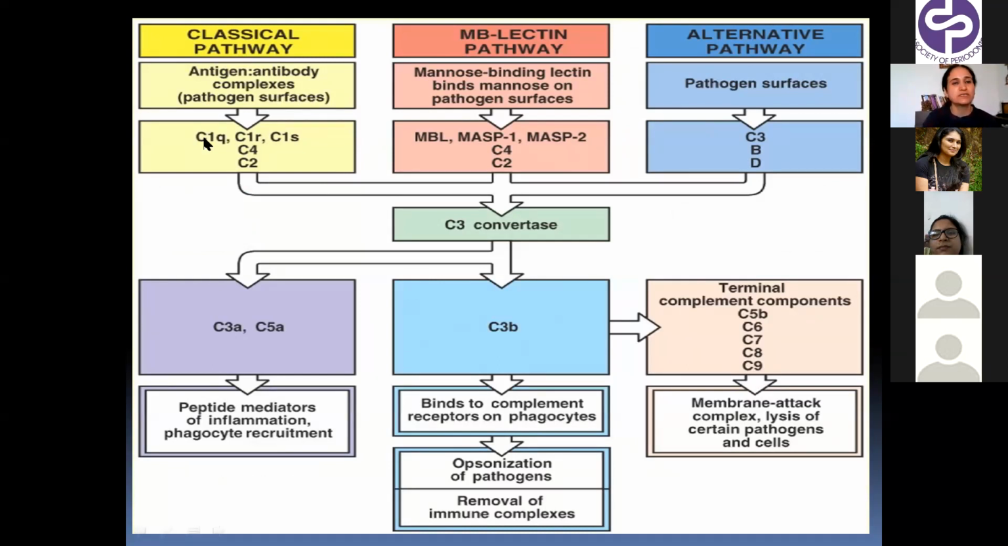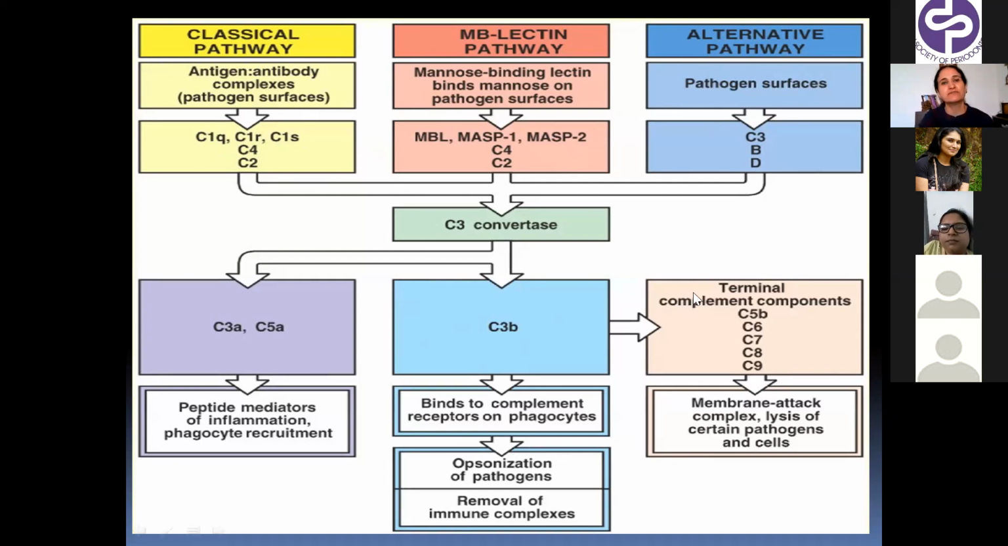So what happens is that there are some proteases which will cleave C1 and lead to C1r and C1s. This will become a protease, and it will cleave C4 into A and B, and it will cleave C2. C2a and C4b are basically the C3 convertase. That is, they will convert the inactive C3 into C3a and C3b.